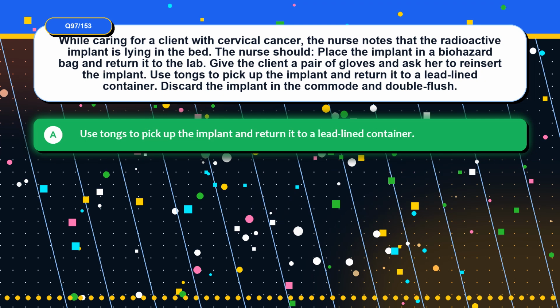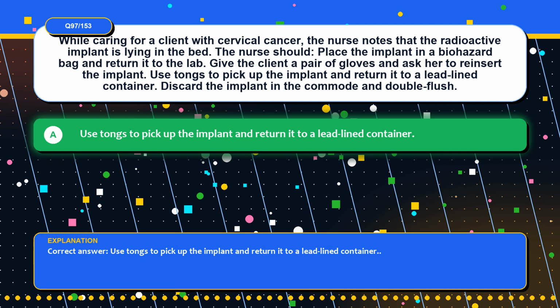The correct answer is option A. Use tongs to pick up the implant and return it to a lead-lined container. Correct answer.